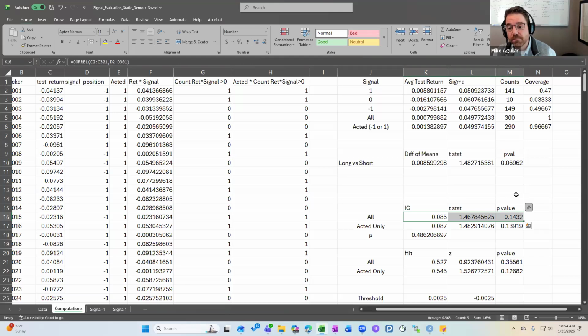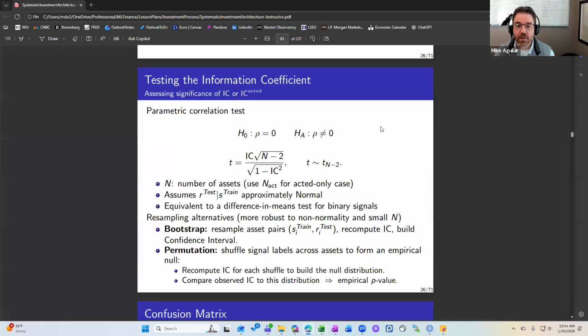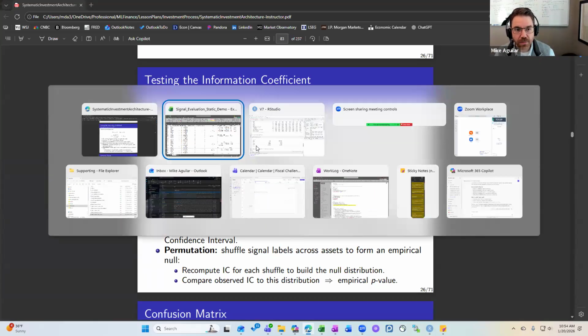What does that tell you? The correlation p-value is pretty high, 0.14, which means I'm going to fail to reject, quote unquote, accept that the correlation between the two is 0. So I'm not getting a lot of information from the signal according to the information coefficient in terms of that magnitude. They're really not moving in similar directions.